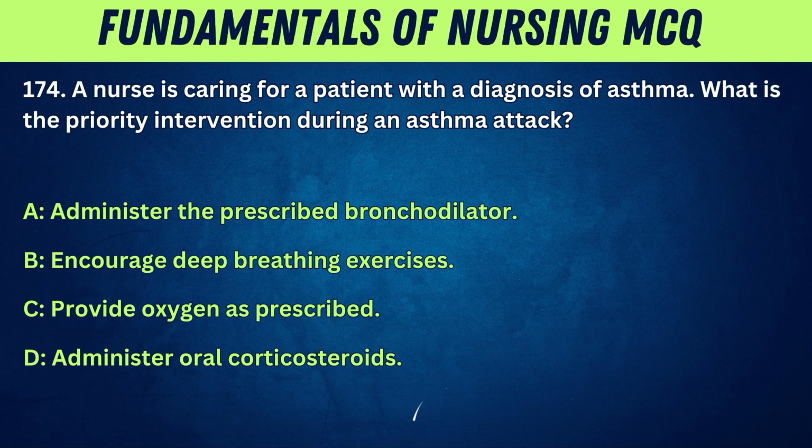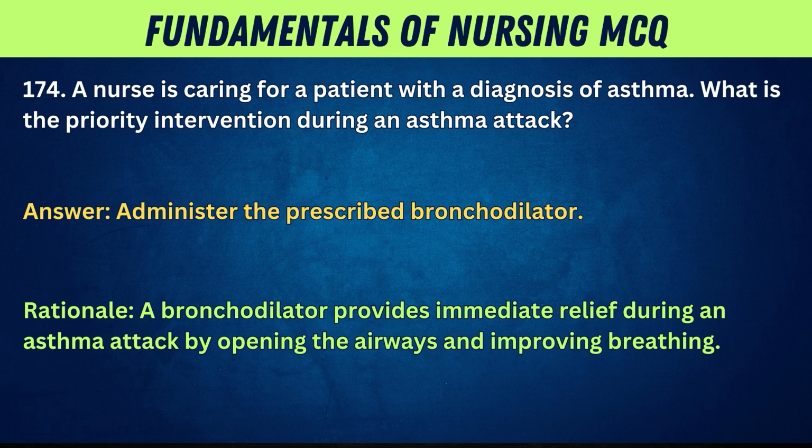174. A nurse is caring for a patient with a diagnosis of asthma. What is the priority intervention during an asthma attack? A. Administer the prescribed bronchodilator. B. Encourage deep breathing exercises. C. Provide oxygen as prescribed. D. Administer oral corticosteroids. Answer. Administer the prescribed bronchodilator. Rationale. A bronchodilator provides immediate relief during an asthma attack by opening the airways and improving breathing.